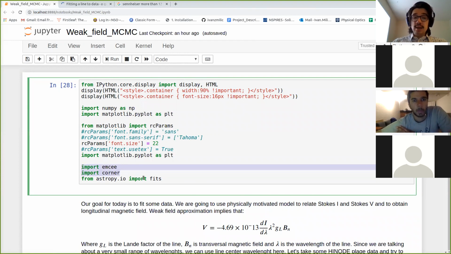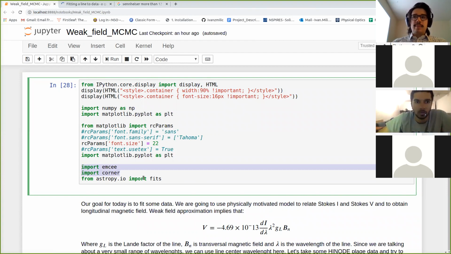One of them is called MC, and it's the package for Markov Chain Monte Carlo sampling. I'm going to show you now how it works. And there is this corner, which is a very small package, which allows you to make super nice and super convincing corner plots.